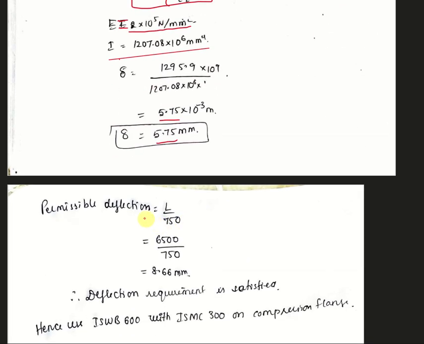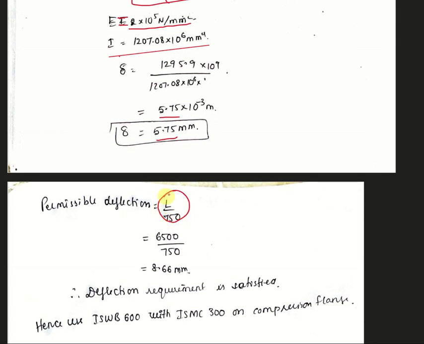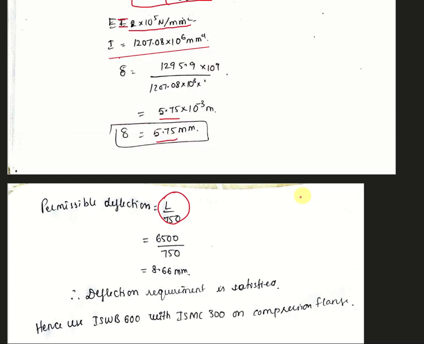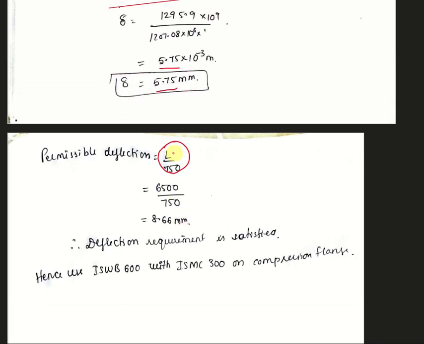So let us check the permissible deflection. L by 750. For a gantry crane girder, this is span by 750. L is the length of the gantry girder, 6500 by 750, which is 8.66 mm. This is the permissible deflection. You cannot have deflection more than 8.66. It is within the limits, so it is satisfied.